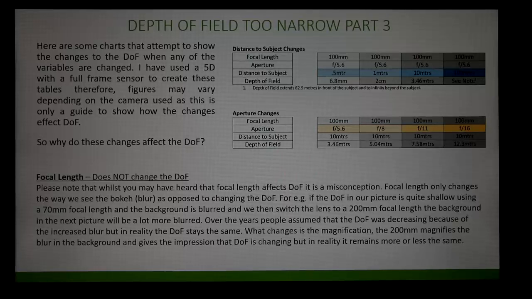Over the years, people assumed that the depth of field was decreasing because of the increased blur, but in reality, the depth of field stays the same. What changes is the magnification. The 200mm magnifies the blur in the background and gives the impression that depth of field is changing, but in reality, it remains more or less the same.